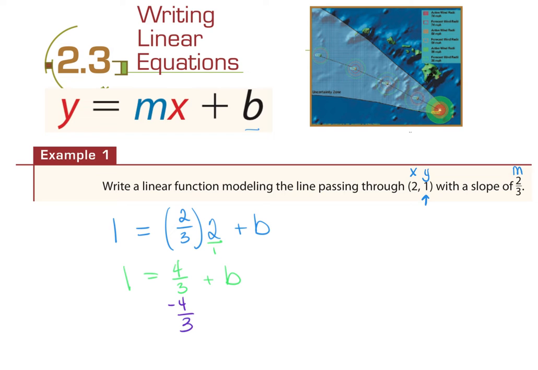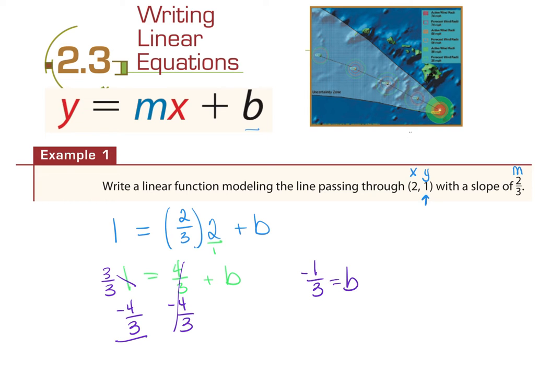Minus 4/3, minus 4/3. 1 written with a denominator of 3 is just 3 over 3. Anytime you have a 1, it's just going to be that number over that number, right? So we can rewrite that as 3 over 3, right? 3 over 3 is just 1, right? 3 over 3 minus 4 over 3 gives us what? Negative 1 over 3. That is our b, okay?